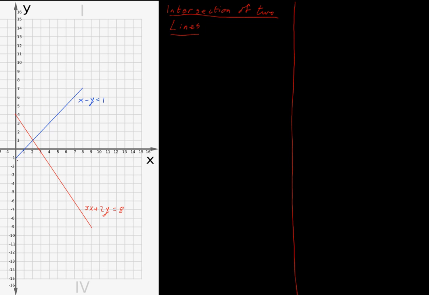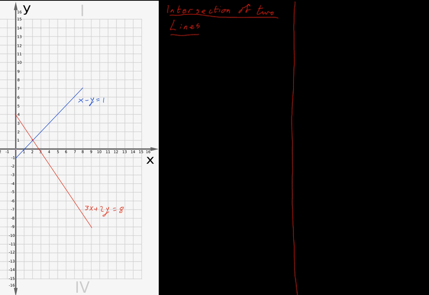So we have our blue line, and its equation is given to us as x minus y is equal to 1, and the red line is given to us with an equation 3x plus 2y is equal to 8. And if we were asked, where do these two lines intersect? Intersect means where they cut each other, where they cross each other. They cross each other at this point here. Well, what's the coordinates of our point of intersection?